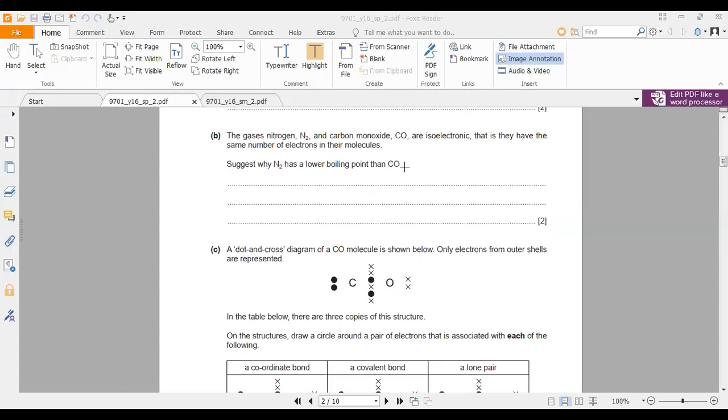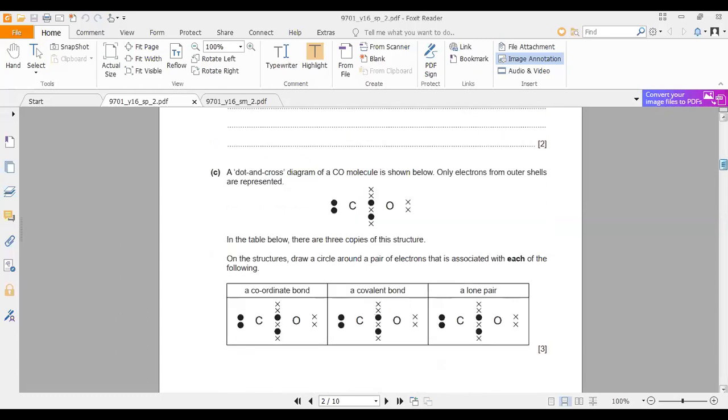One is hydrogen bonding, another is permanent dipole interaction, and third is van der Waals force of attraction. Hydrogen bonding is the strongest, then permanent dipole interaction, sometimes called dipole interaction, and then the van der Waals force of attraction. In carbon monoxide we have permanent dipole interaction. So obviously this is stronger than van der Waals force of attraction in nitrogen. Hence the boiling point of carbon monoxide will be higher.